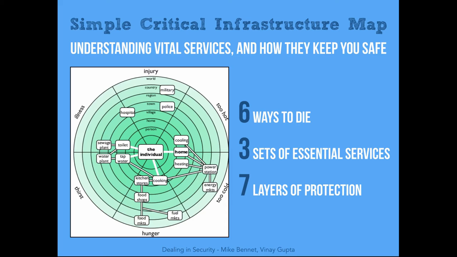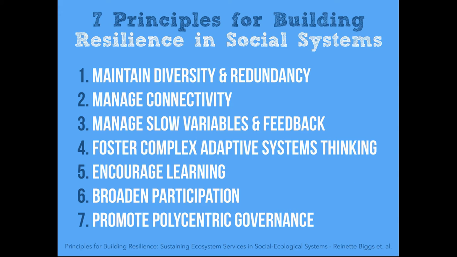So this looks similar to an onion, right? And this actually maps very well to how I think we should design software, but I'll get back to that later. In general, a lot of people define seven core principles for building resilience in social systems. These are taken from Reinette Biggs. By the way, I have all the references at the end, as well as sometimes at the bottom of the slides, as you can see here, if you want to read the paper yourself. I won't go through all of them, but the top ones I think are very relevant and we should keep in mind.